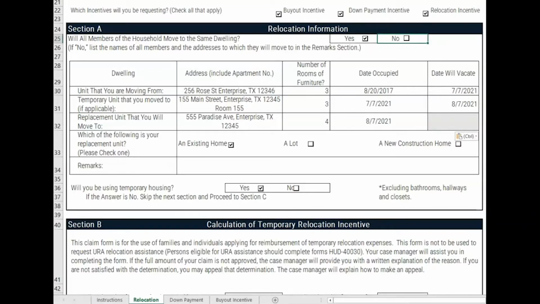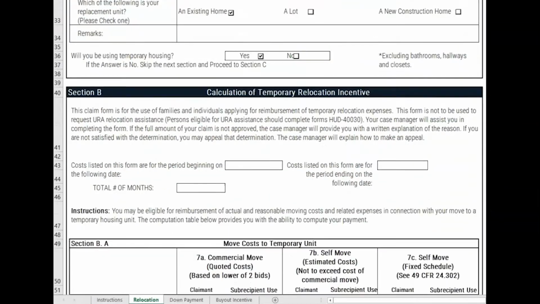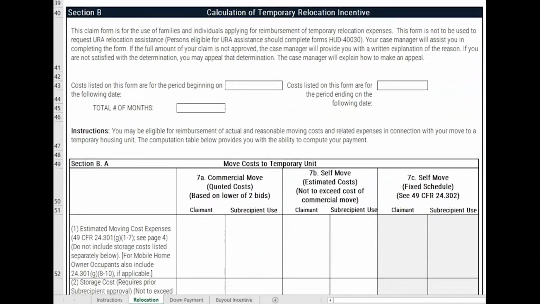Relocation Assistance Sheet, Section B. Section B is for the calculation of temporary relocation incentives and is only applicable for applicants that must move temporarily prior to moving into their permanent residence. Applicants should attach documentation as to why temporary relocation is required.